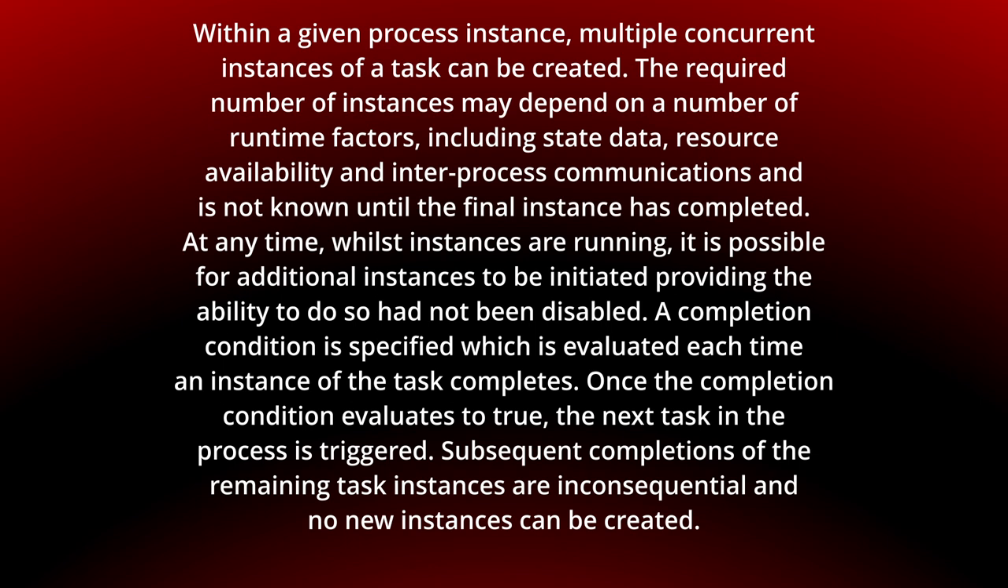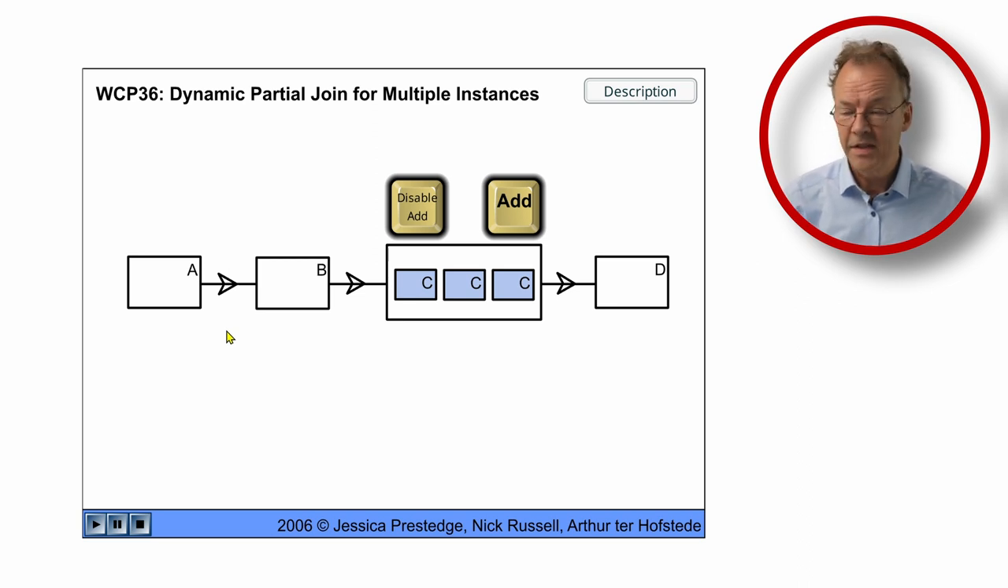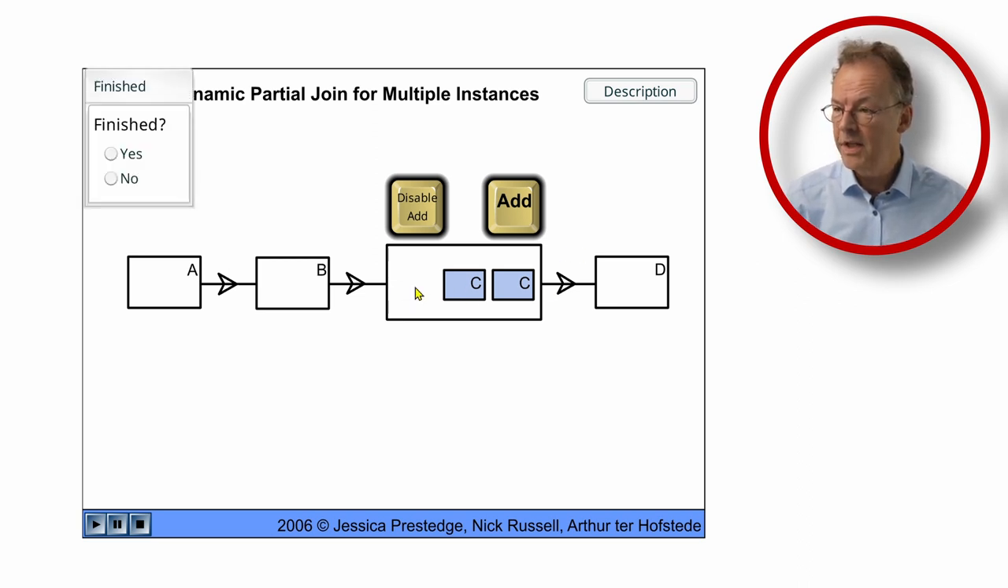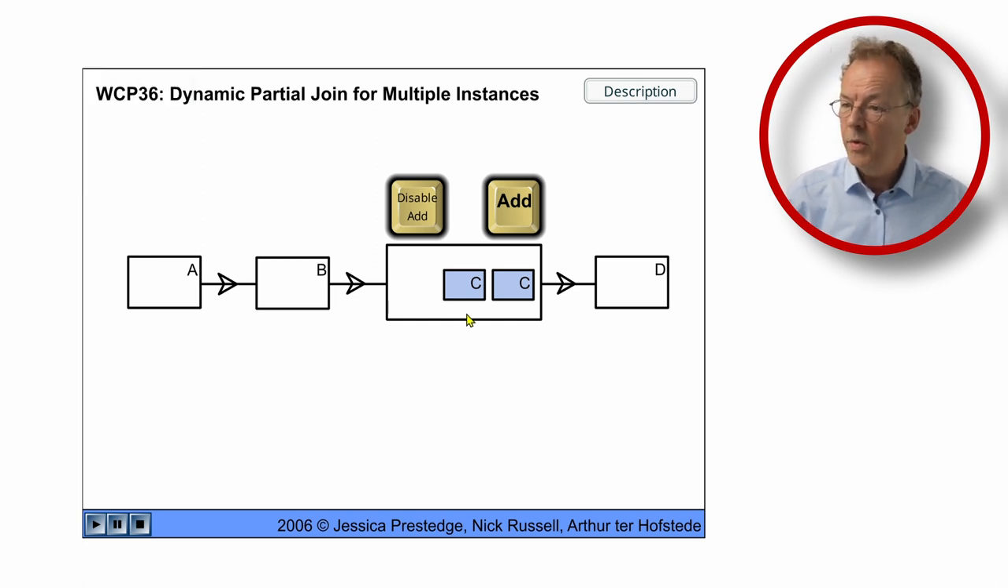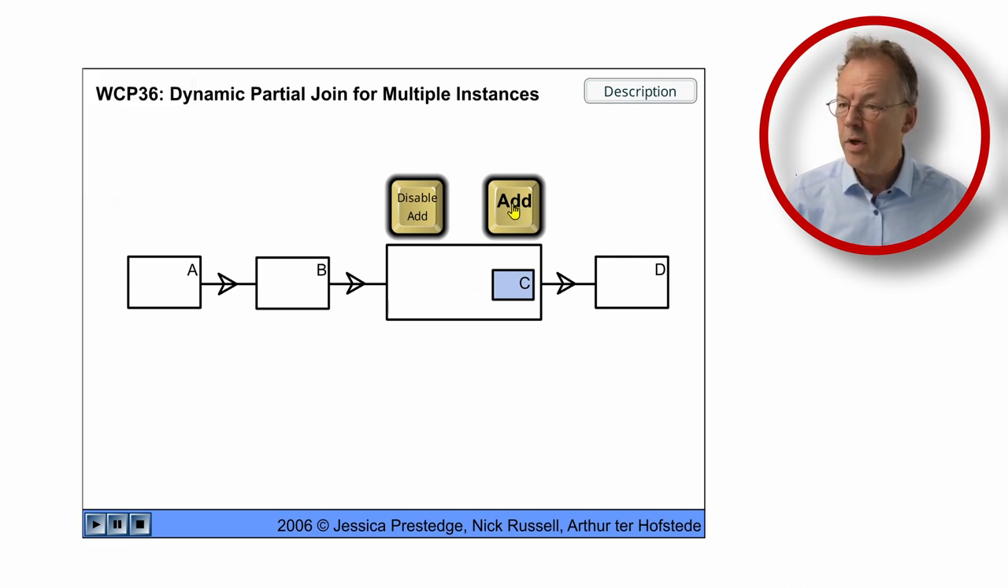You can see the behavior in the original flash animation. This animation is quite complex, so we start here. We have task A, task B, and then we have our multiple instance task, and we have three instances here. Each time we finish an instance, it asks us if the whole multiple instance task should be finished right now, and we say no, we can finish another instance. We say no again, and we also can add additional instances.